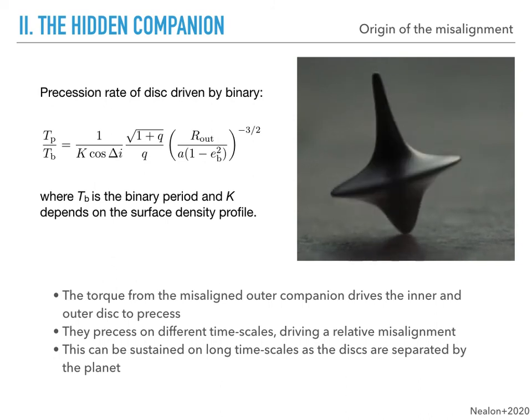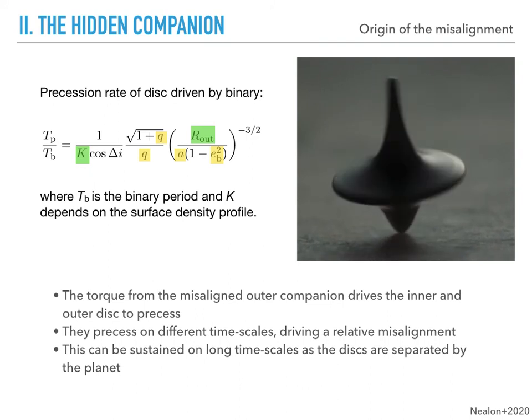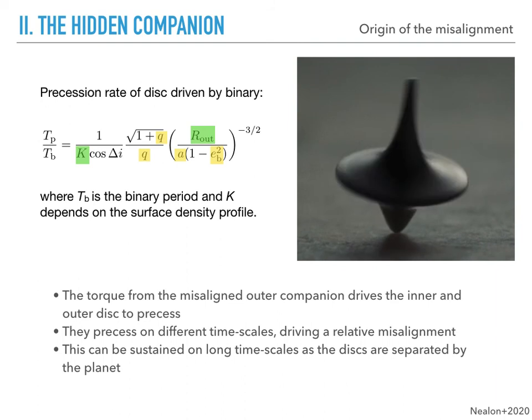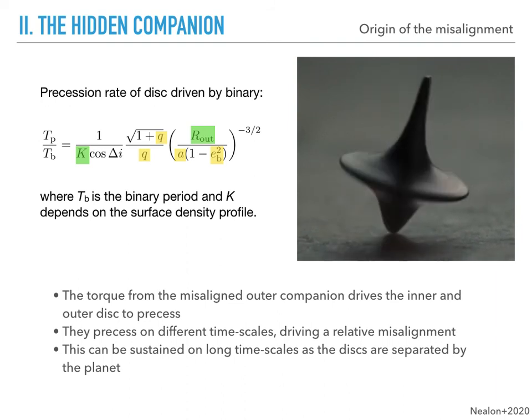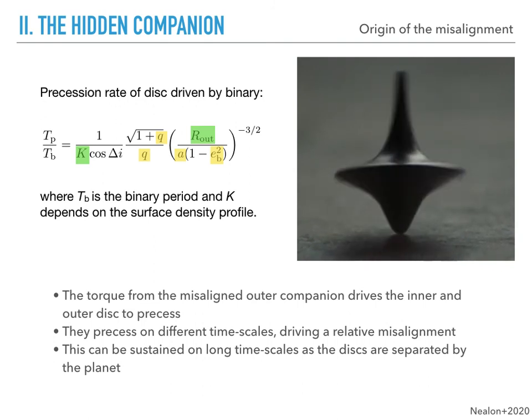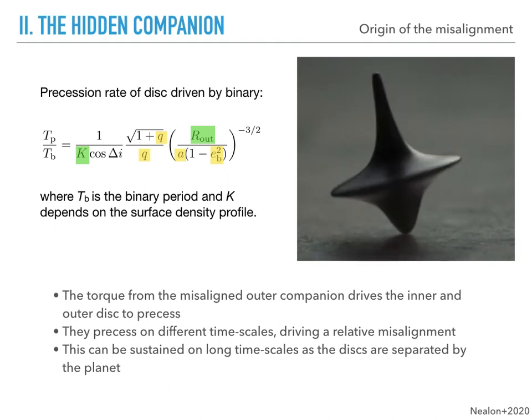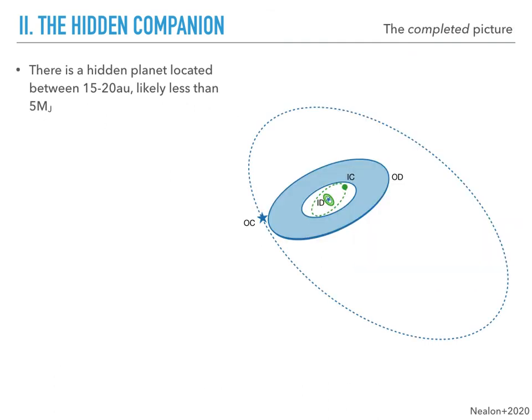In the top left corner, we have the formula to calculate how fast the disk should precess based on the properties of the binary shown in yellow and the properties of the disk shown in green. For the inner and outer disk, these properties are of course different. So if we evaluate this expression for both, we would find that they have different rates and that the outer disk actually precesses faster than the inner disk. Having these two disks precess differentially naturally leads to a relative misalignment over time, even if the disks start coplanar. As long as the disks are separated by the planet, which is indicated in the observations anyway, this misalignment is sustainable and can easily grow such that the disks are almost perpendicular.